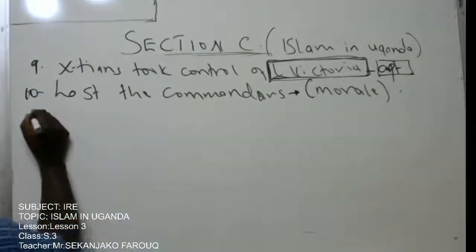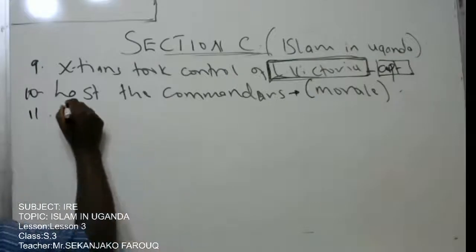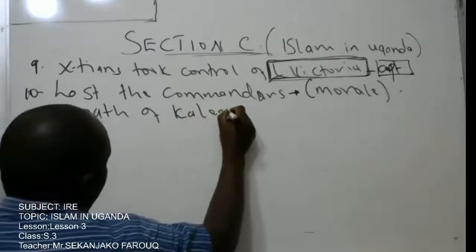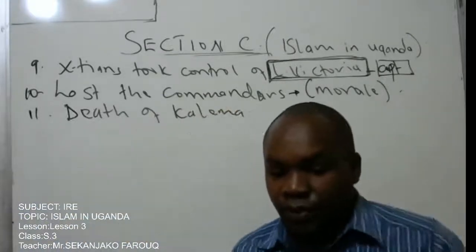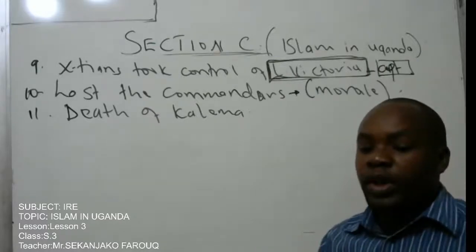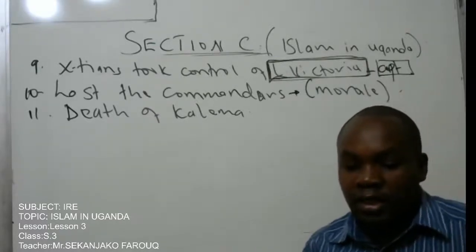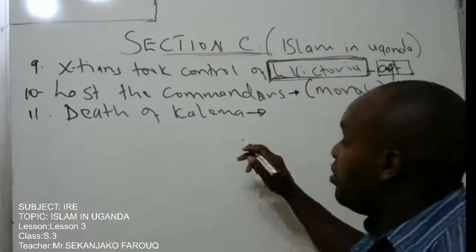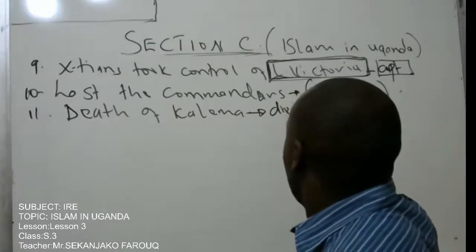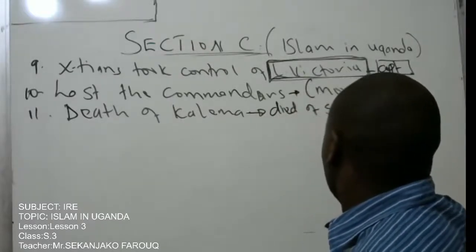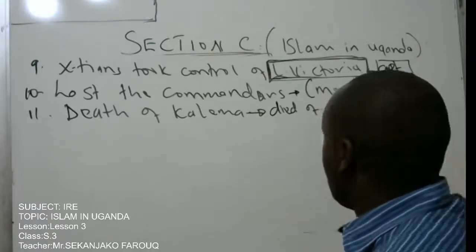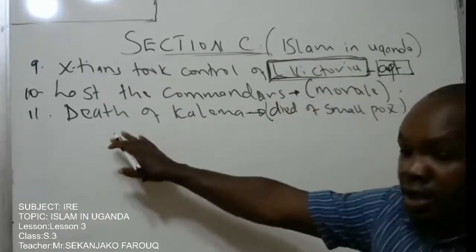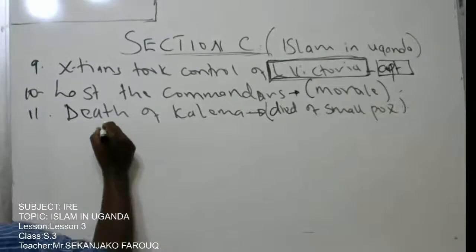Then next was the death of Kalema. Nuhu Kalema, the Muslim leader, weakened their morale. He died in 1890 because of smallpox at Kijungute. We're going to see later on that Muslims died of smallpox. We're going to see that in the series of fighting, Muslims were pushed to different areas. Among other areas was a place called Kijungute.